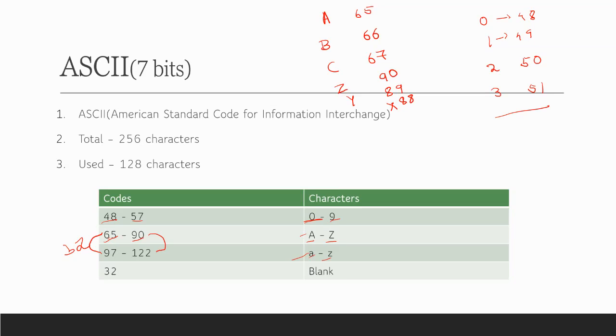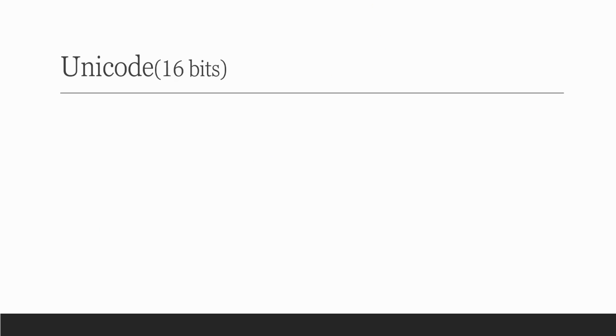The most interesting one is that if we write 32 in ASCII codes, then it means that it will be a blank. Suppose that if I write 32 in ASCII code and I print this, then it will not give me any output. Actually, it will give me an output, but we would not be able to see it because it is a blank. So now let's hop on to the next slide, which is talking about Unicode.